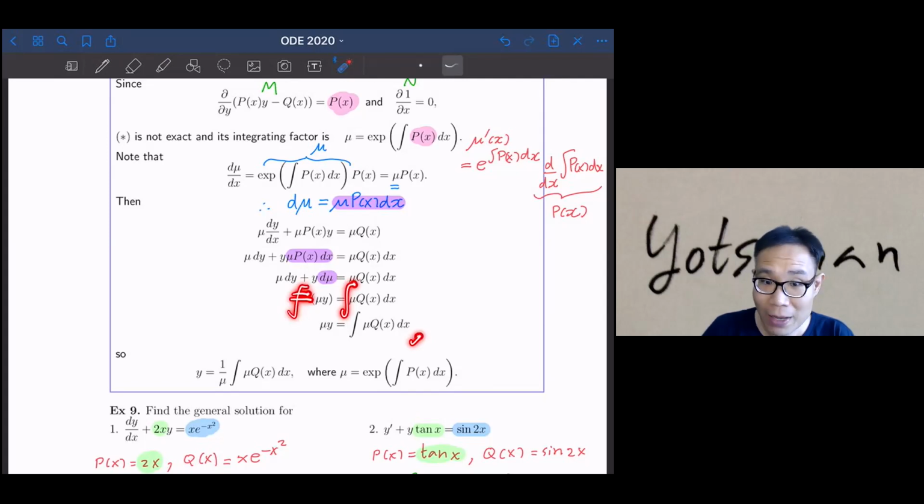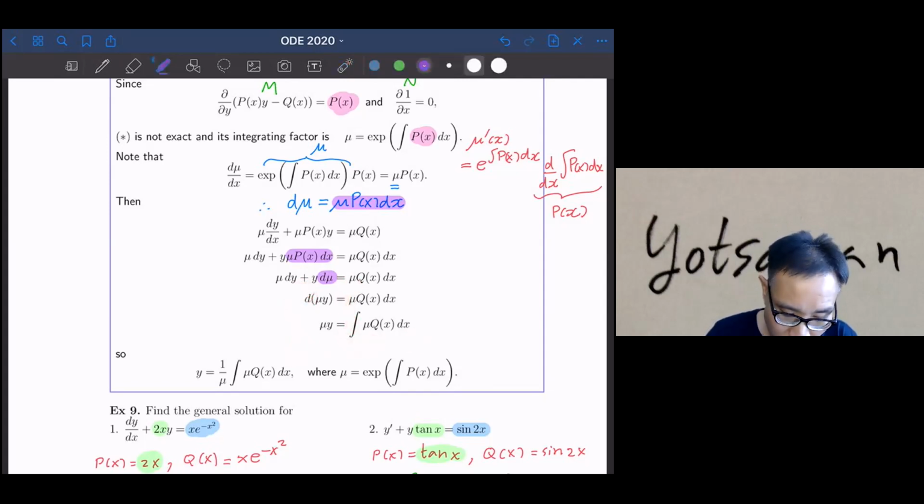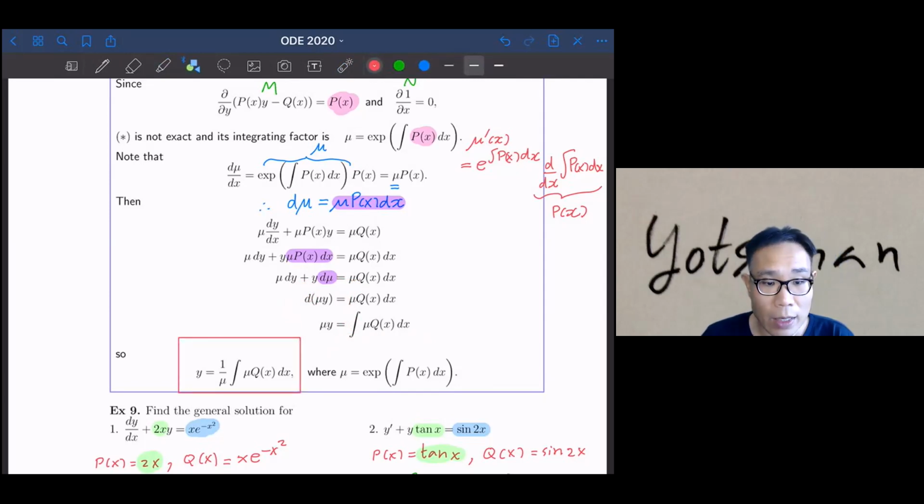And what would you like to find? You'd like to find y. How could we find y? You just multiply the whole thing by 1 over mu. So you divide the whole equation by mu, and you reach the conclusion that y is equal to 1 over mu times the integral of mu qx dx. So this one will be the formula for y.